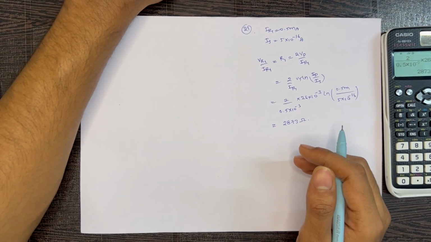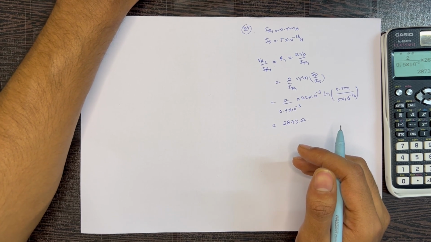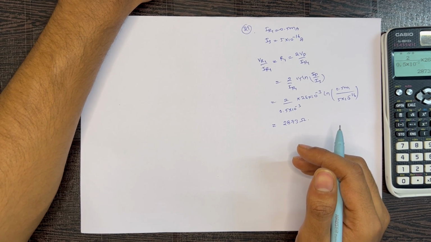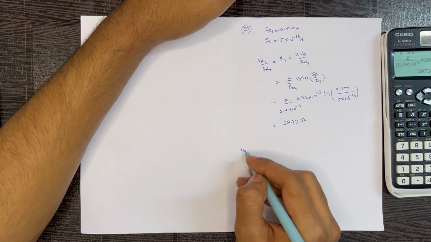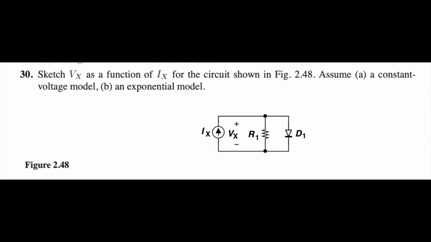Okay. Now let's close this video with this final question. They say sketch Vx as a function of Ix for the circuit given in figure 4.2.48, assuming a constant voltage model and an exponential model.